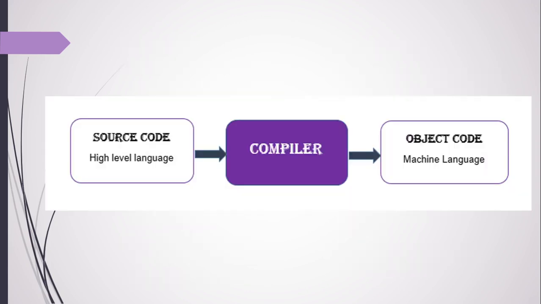So here is a figure that depicts how a compiler works. We have source code that is written in a high-level language. Then the compiler converts it into the object code, which is machine language, and it translates the whole code in a single go.